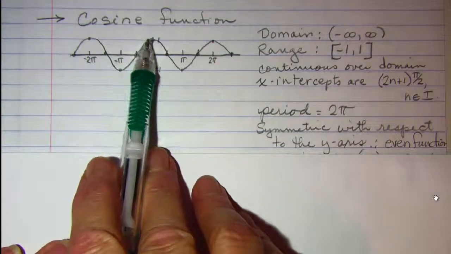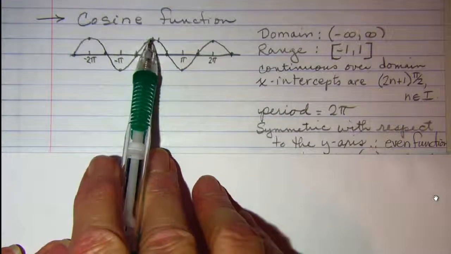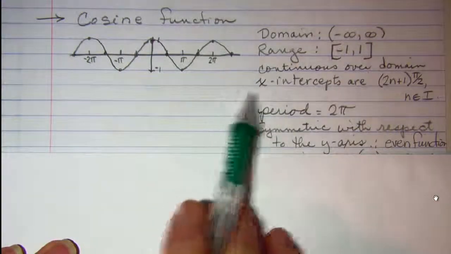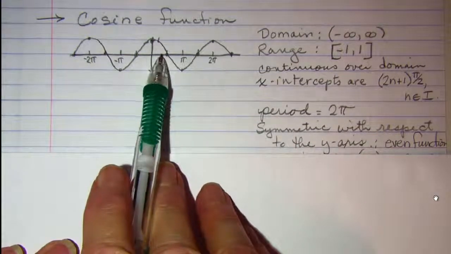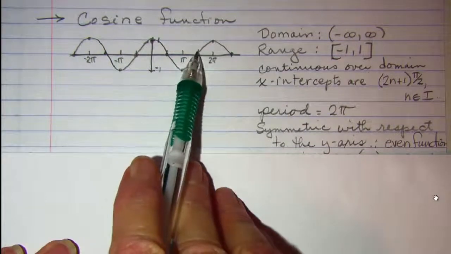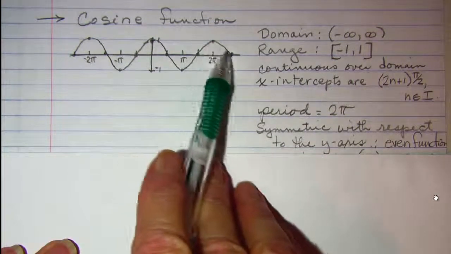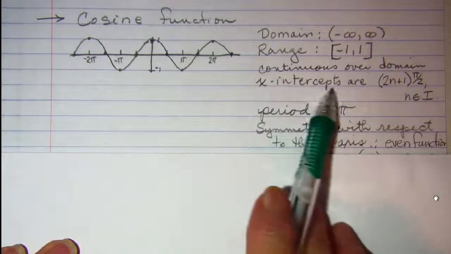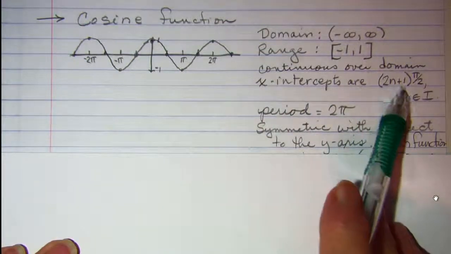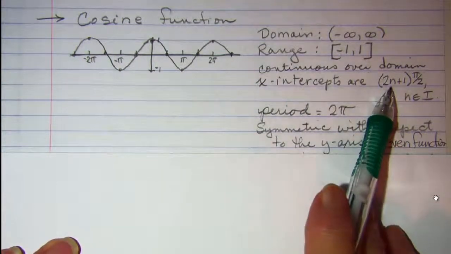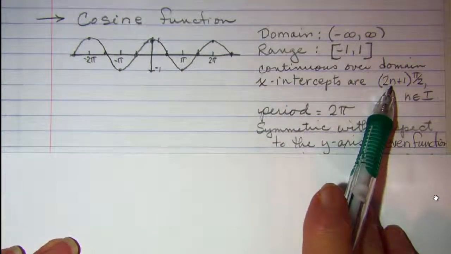on the y-axis at positive 1 and then hits the x-axis and has x-intercepts at pi over 2 and then 3 pi over 2, 5 pi over 2, and so on. So the x-intercepts are odd numbers multiplied by pi over 2. We show odd numbers with 2n plus 1, where n is an integer.